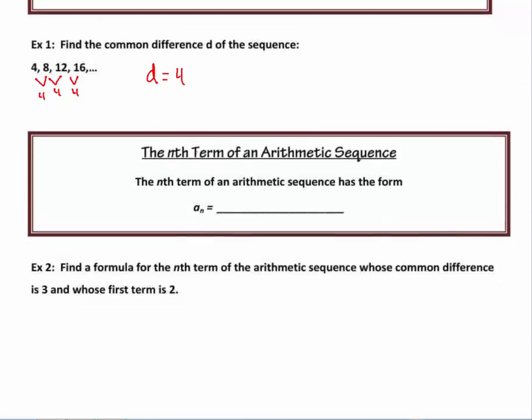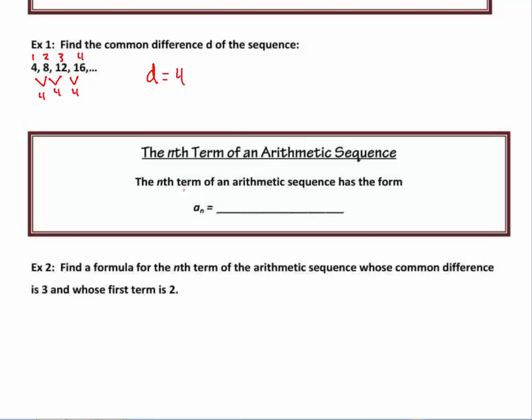Okay, how do we find the nth term of an arithmetic sequence? Let's say that we have this pattern right here, and I say, well, this is the first term, this is the second term, third term, fourth term. I want to know what the 57th term is. Well, that's not so easy because we don't have time to write it all out.